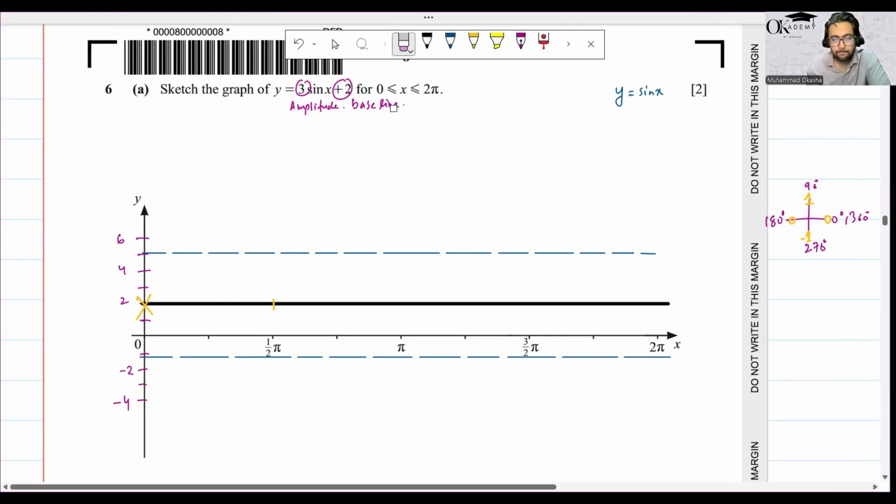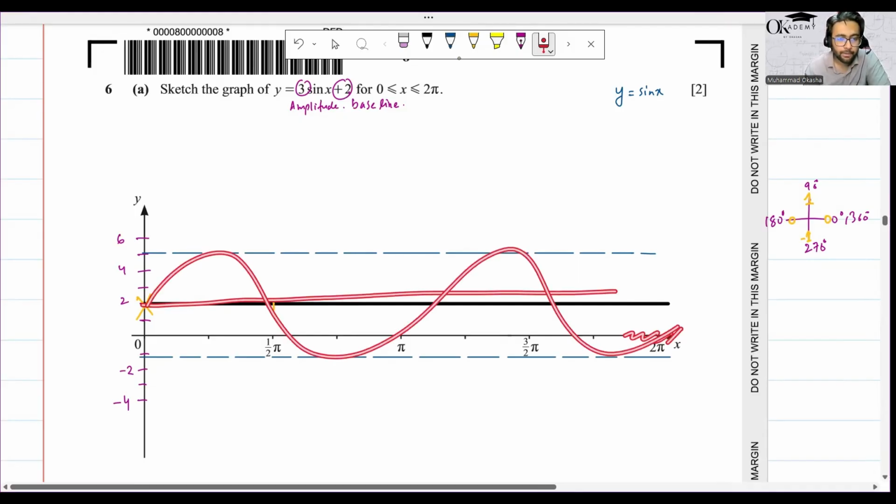Anyway, so that's my dotted line and my graph is going to stay between these. Remember, do not get distracted by this line. This is your middle line. Your graph is going to stay somewhere over here.